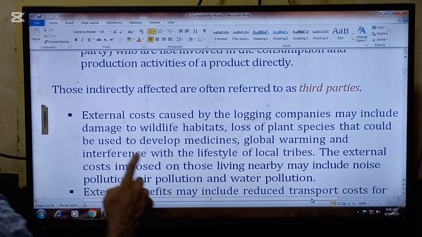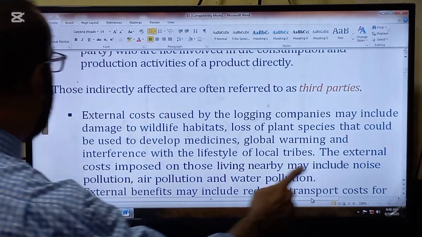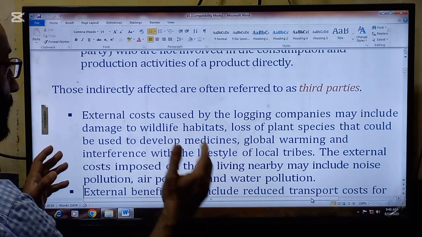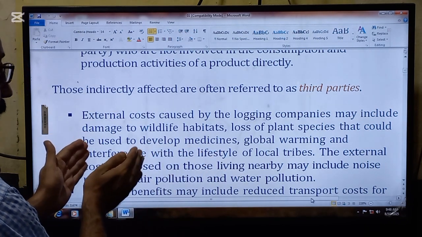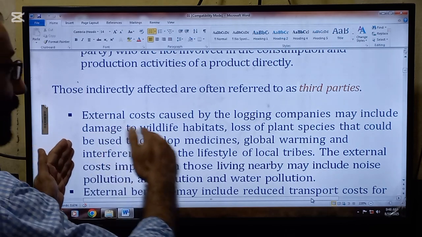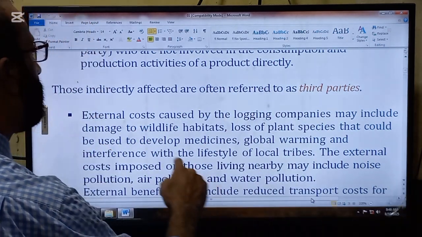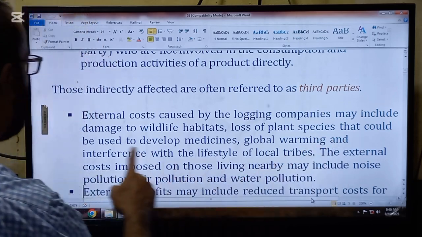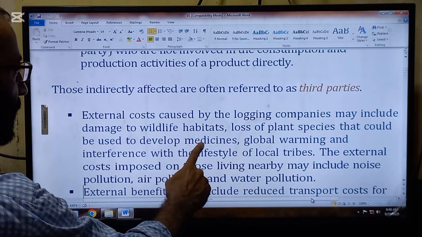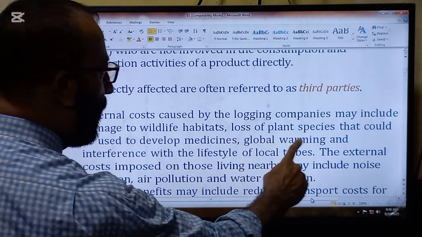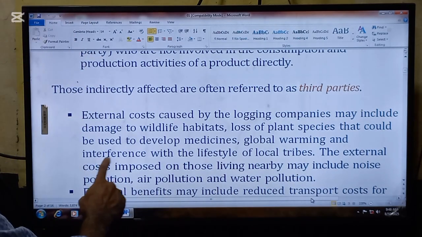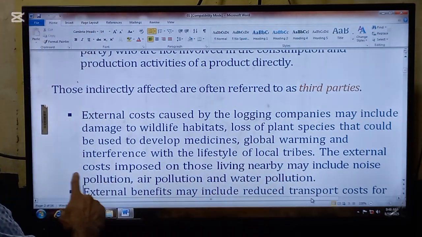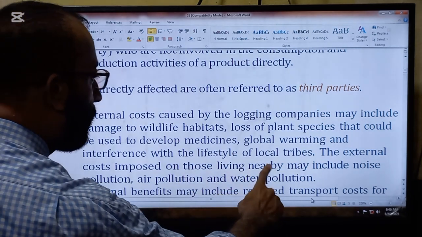External costs caused by the logging companies may include damage to wildlife habitat. So these are the external costs which are not borne by the logging company but by others. External costs caused by the logging companies may include damage to wildlife habitats, loss of the plant species that could be used to develop medicines, global warming, and interference with the lifestyle of the local tribes.